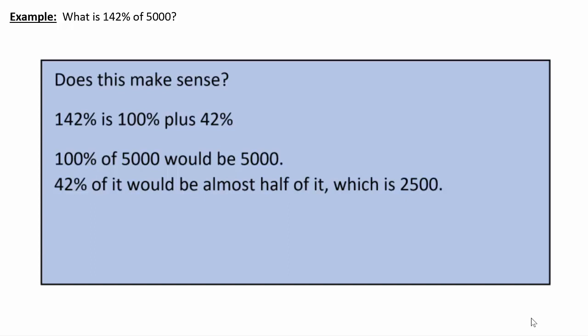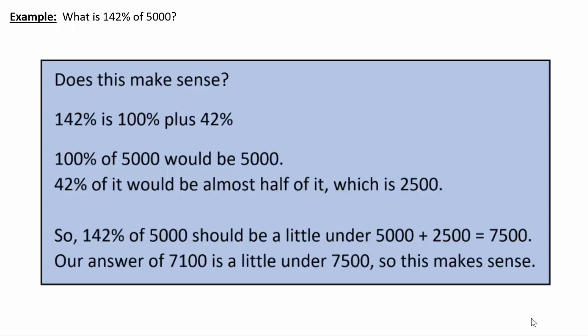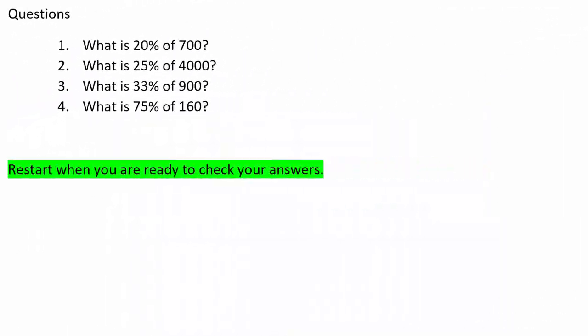Well, what's half of it? Half of 5,000 is 2,500. So 142% of 5,000 should be a little under 5,000 plus 2,500. Well, that's 7,500. Our answer is 7,100, a little under 7,500, so it makes sense. It's reasonable. Stop the video for a little while and try these problems.